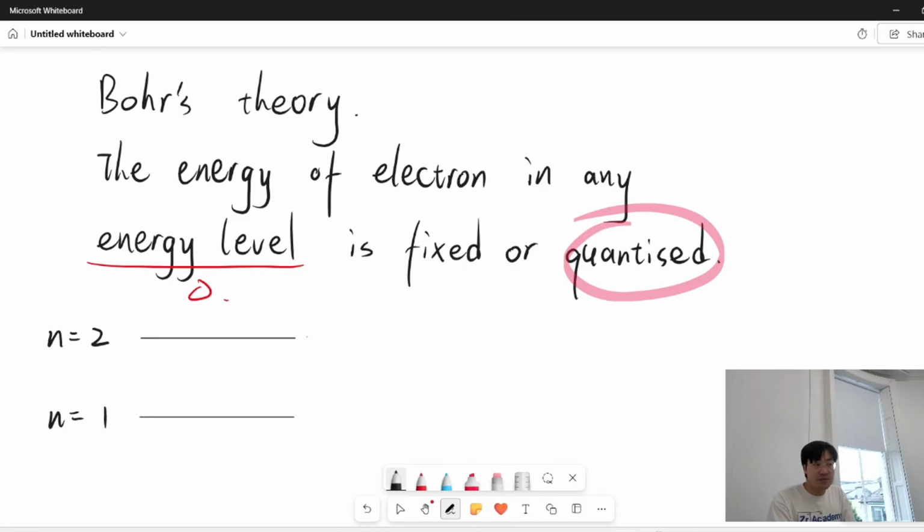Remember that we said the energy of an electron in any energy level is quantized. So we suppose that there's nothing in between. So there's no energy level 1.5. It's just empty in between. If there's one electron in this model, the electron will stay at the energy level of n equals 1. And the reason behind it is because this is something called the ground state, which is the most stable electron configuration that one atom can have.